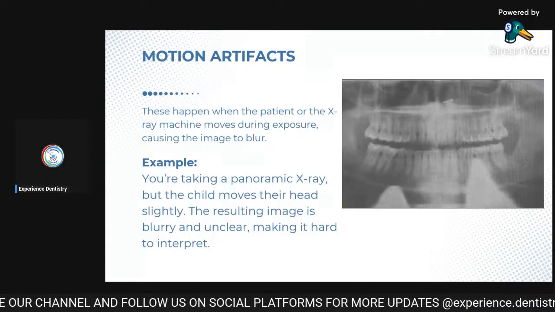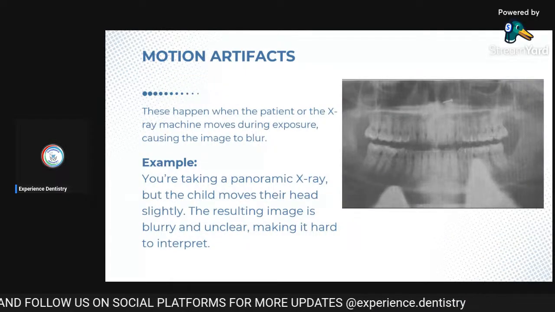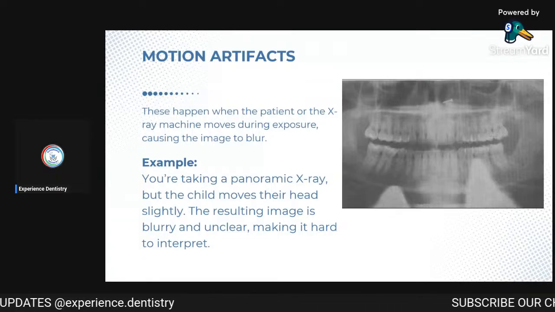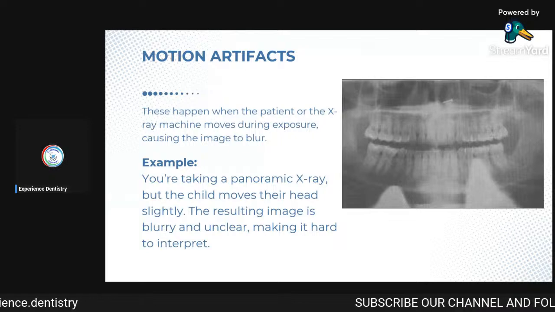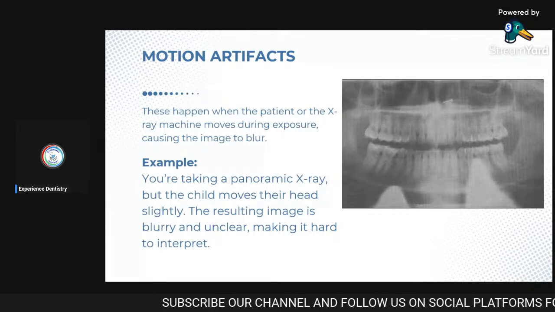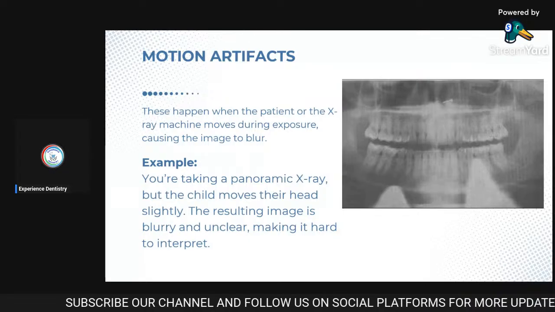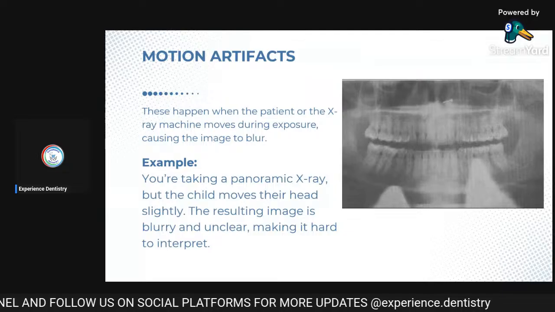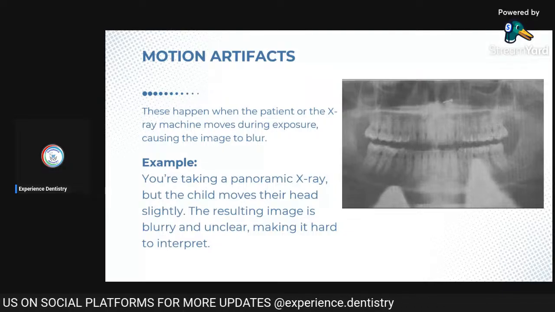Okay, this happens very commonly, I guess, with you guys as well. Motion artifacts. What are motion artifacts? Basically, these happen when the patient or the X-ray machine moves during exposure, causing the image to blur. You might have noticed sometimes you take a good X-ray, your angle and positioning are very accurate, but when the film is generated, it is blurred.